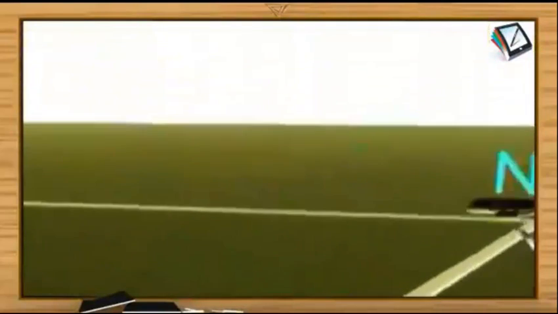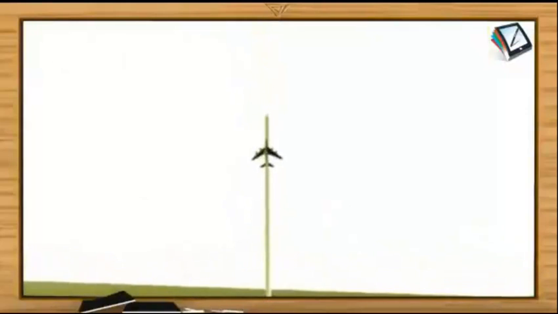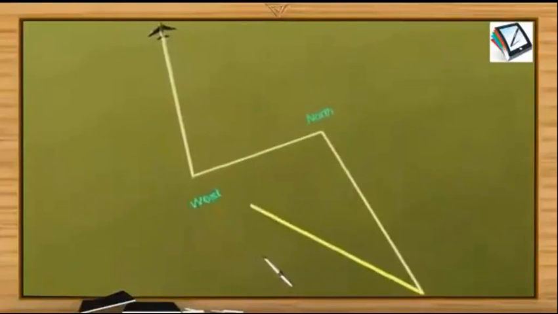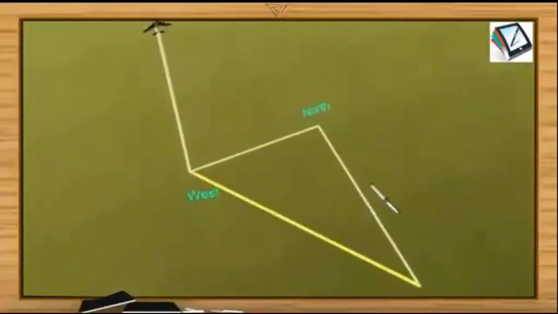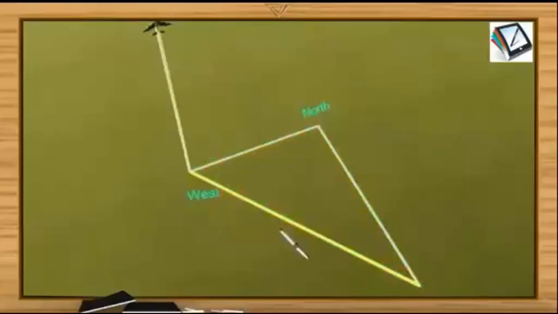So how is this plane moving? It first goes towards north, then 300 meters towards west, and then 1200 meters vertically upward. First of all, you can see here that this distance is 400 meters and here it is the 300 meter distance. So this particular angle is 90 degrees. So this is a right angle triangle and we can use the Pythagoras theorem here to find this particular direct distance.